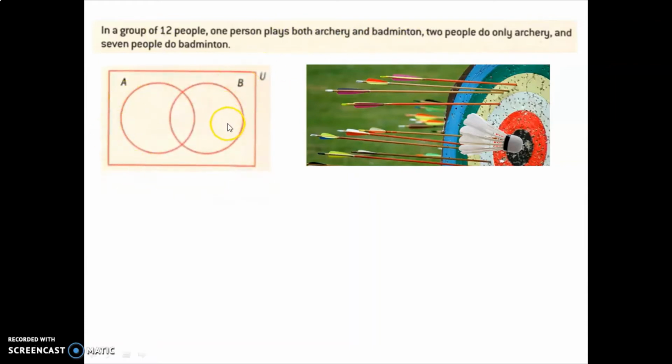So here's a Venn diagram. There are people that play both archery and badminton. So archery, badminton, how about you fill this in? What number goes here, here, here, and then out here? So what are the 4 numbers that should fill these zones?